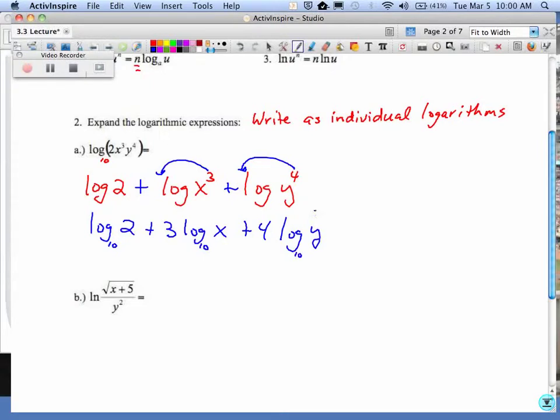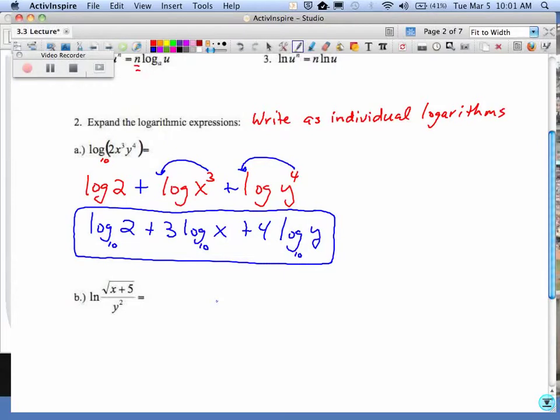Is 10 to some power equal to 2 a really nice number? No. So that logarithm right there can't be done. Questions on that one? So expand the logarithm or write as individual logarithms means pull it apart into all these tiny pieces.